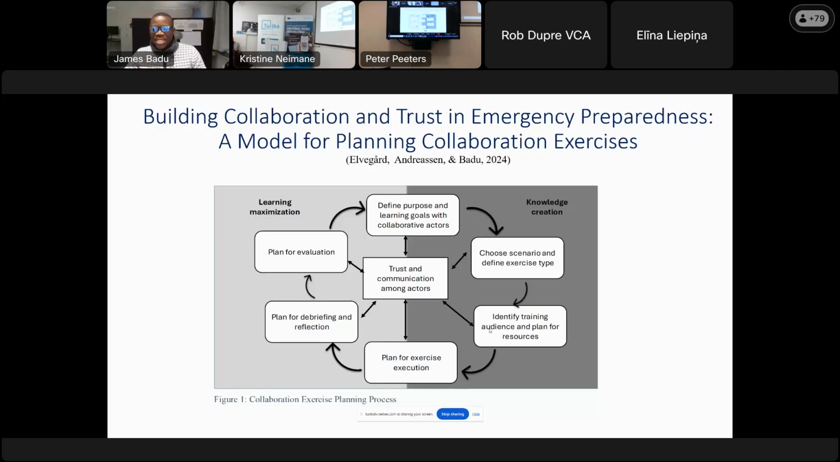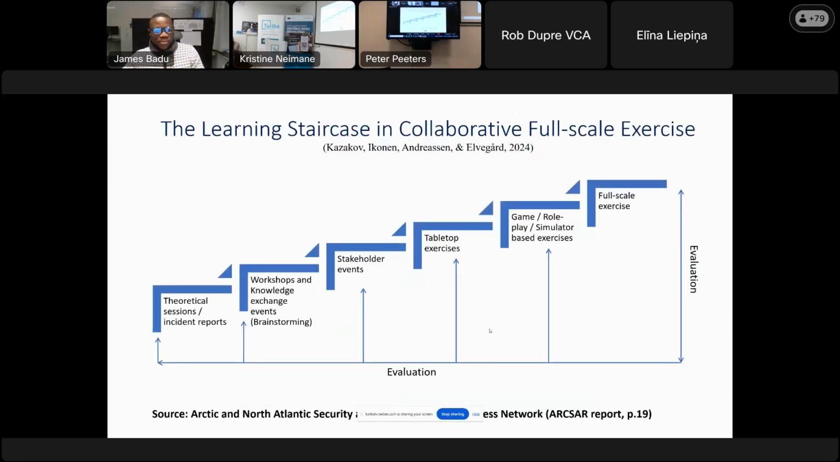So the core, as I said, the aim throughout the phases of this cycle is to build trust among the actors and to improve our communication among the actors, because this is what we really need when we face an event. Most of the time there are trust issues or a lack of communication. So we try to put this at the core of our work. And I'll reflect upon this later on.